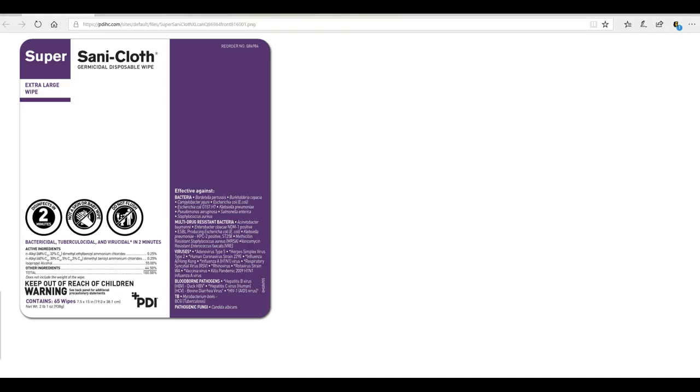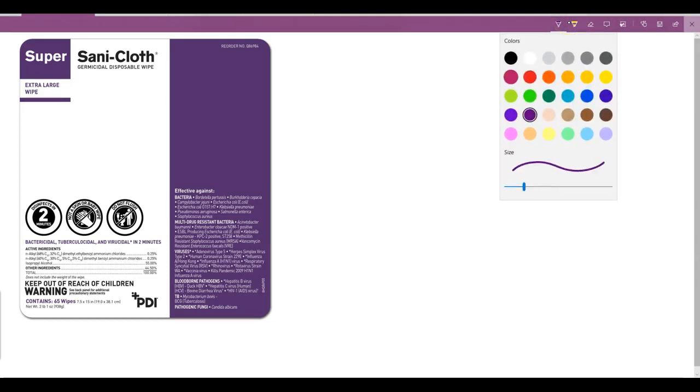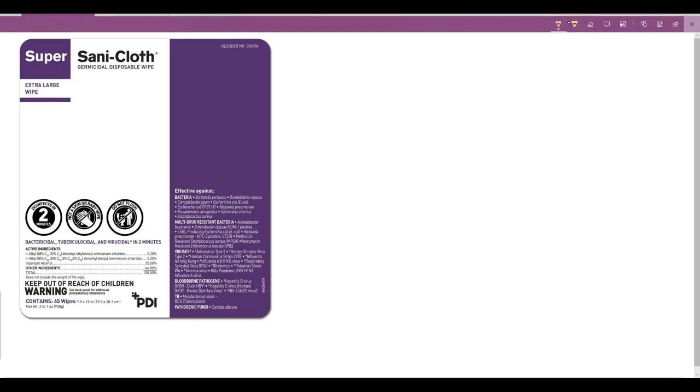And you can see that we have pictograms, not skin or baby wipe. We have things not to flush. We have simple graphics here. It's pretty basic. It just says Super Sani Cloth, extra large wipe. Tells you what the active ingredients are here. You have the manufacturer's information, basic information back here on the back side of the label. So it's a pretty simple, straightforward label, and that is what we're looking for. That meets all of the requirements for the OSHA regulations.